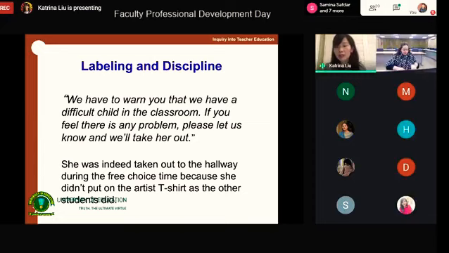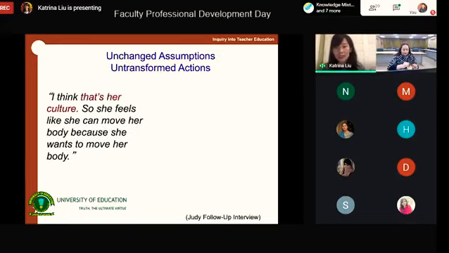And eventually, at the end of that class, the child was taken out. For me, it's a minor issue because it's not related to her breaking any rules. She just didn't put on a T-shirt, an artist shirt, when she was doing the art time, and that was disciplined.